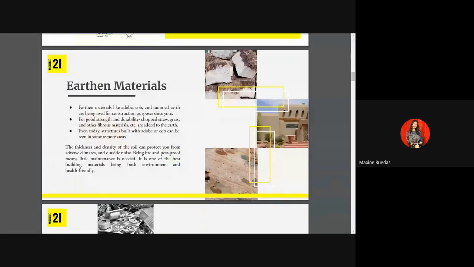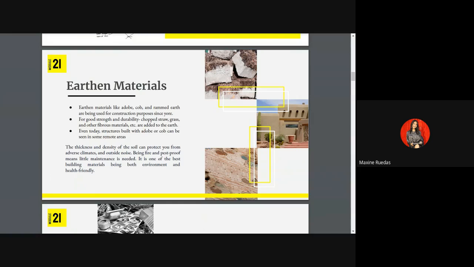earthen materials. So earthen materials like adobe, cob, and rammed earth have been used for construction purposes since the olden times. So rammed earth is a sort of man-made rock that's formed by compacting a mixture of dirt, gravel, sand, clay, and silt. So earthen materials have good strength and durability.